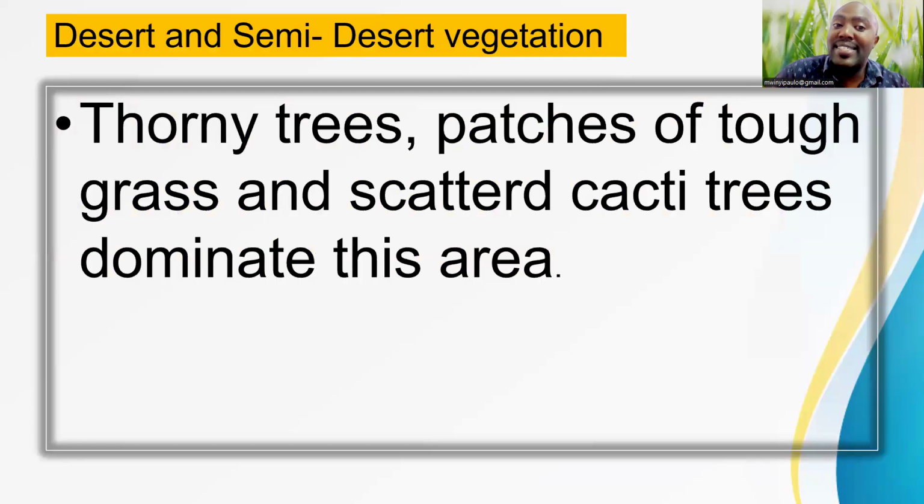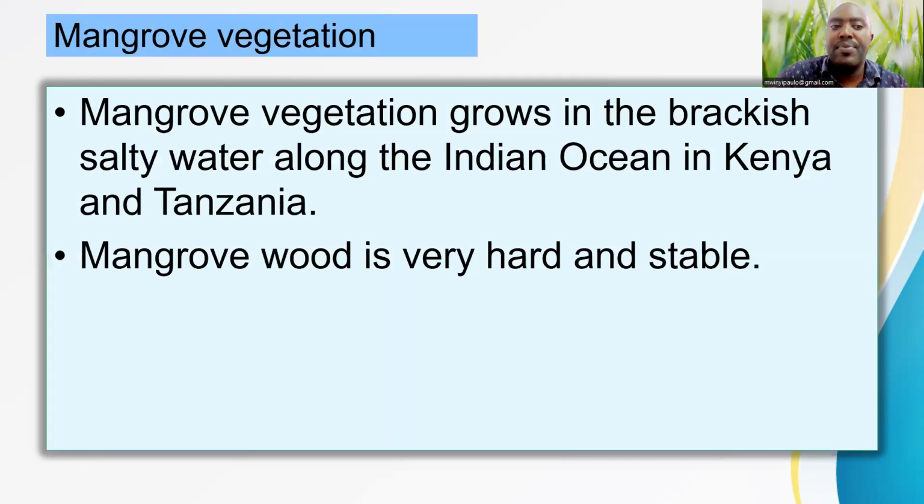Next, desert and semi-desert vegetation. In the semi-desert and desert vegetation of Eastern Africa, you'll find thorny trees, patches of tough grass, and scattered cacti trees dominating this area.